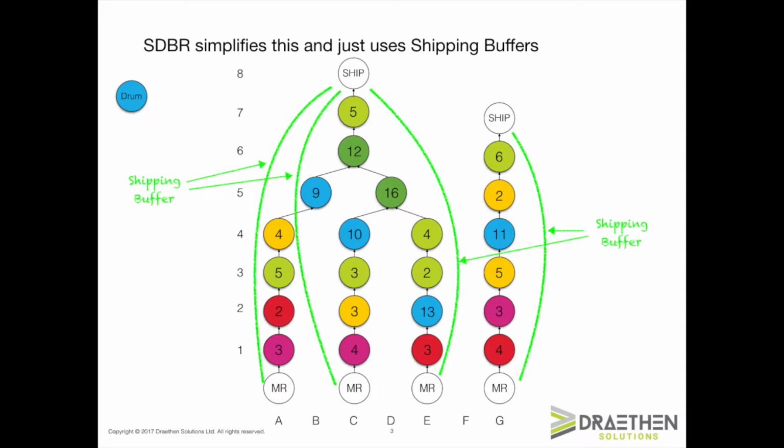We're going to cover a lot of ground in part one, and in particular, I'm going to tell you about the four simplifying assumptions that are made in order to turn drum buffer rope into simplified drum buffer rope. Makes the situation and the implementation a lot easier, believe me. On the slide there, you can see just one of those, and that's around the shipping buffers. I'll explain a lot more as we go forward.